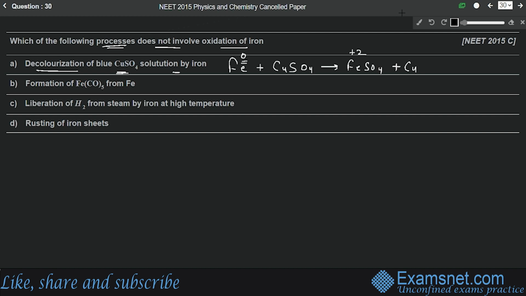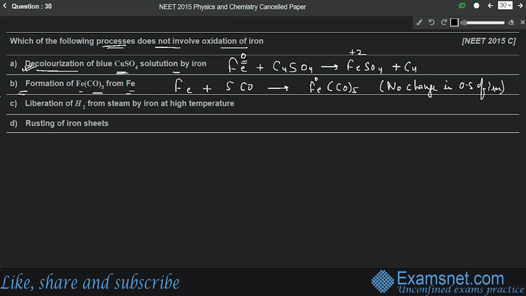So we can see there is increase in oxidation state. Increase in oxidation state means oxidation is done. So here oxidation takes place. In the second one, formation of FeCO5 from Fe. So Fe, that means iron, reacts with 5CO to give FeCO5. Here on the product side also the oxidation state of iron is 0. That means there is no change in oxidation state of iron. That means no oxidation takes place here. So this should be the correct answer.